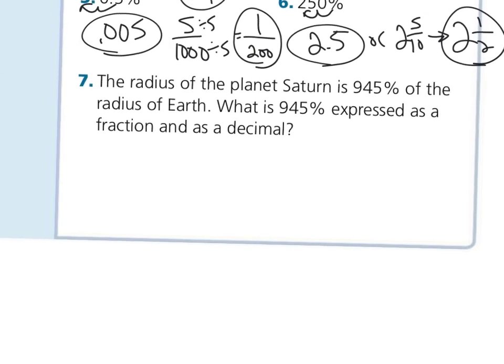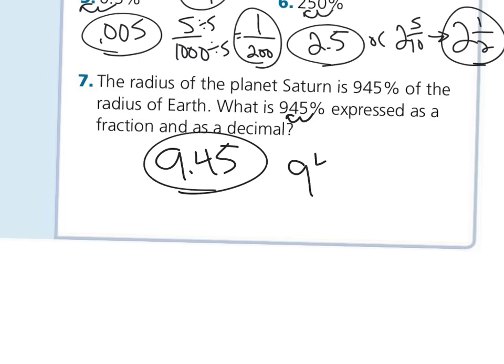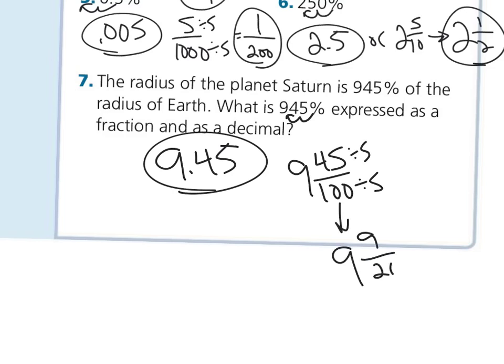And number 7, 945%. As a decimal is 9 45/100ths. And then a fraction is 9 9/20ths.